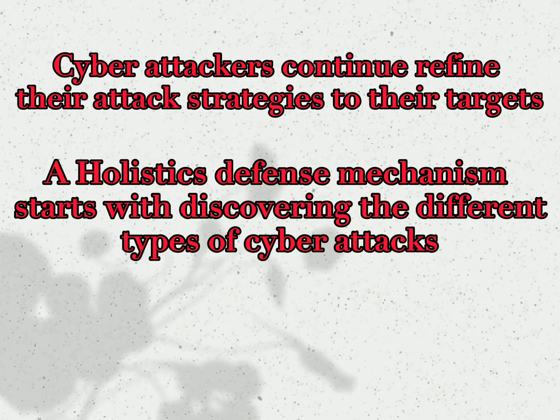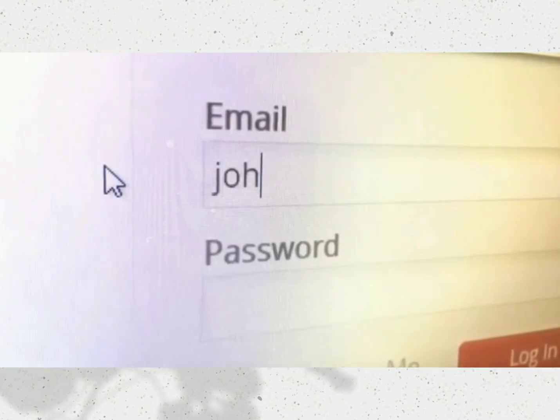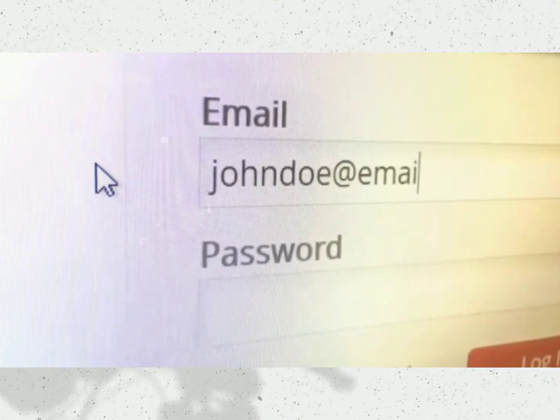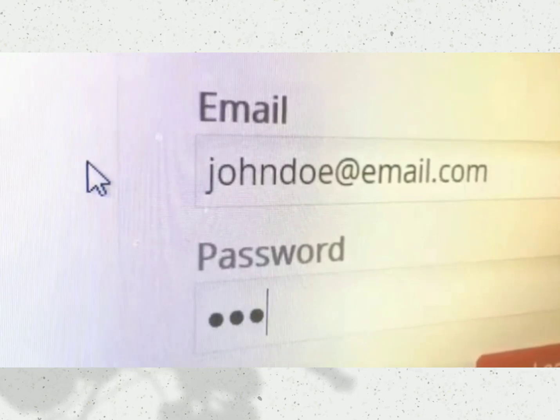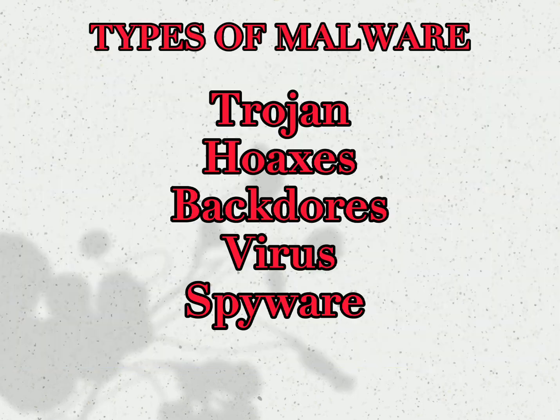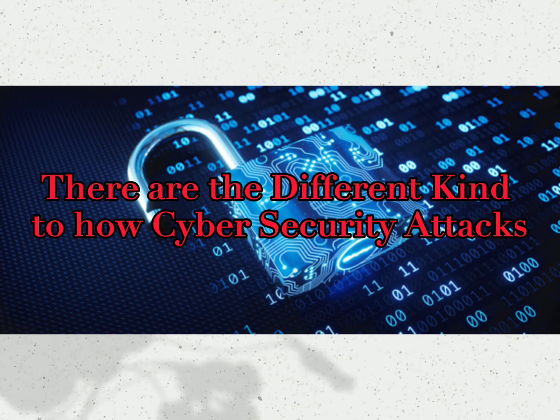Cyber attackers continue to refine their attack strategies to reach their targets. A holistic defense mechanism starts with discovering the different types of cyber attacks. An example is when your email and password on your Gmail account were hacked. Types of malware: Trojan, hoaxes, backdoors, virus, spyware. These are the different kinds of cybersecurity attacks.